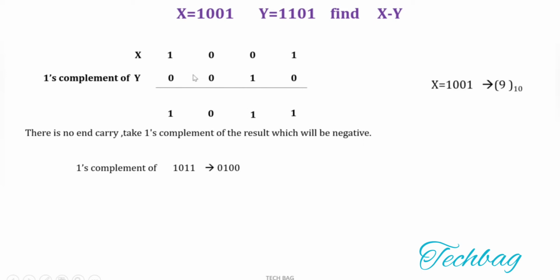Let us check the answer. Here X is 1001. The decimal equivalent is 9. 1101, the decimal equivalent is 13. If you are subtracting 13 from 9, that is 9 minus 13, it is minus 4. Here we get 0100. That means after taking the 1's complement of the result, we get 0100. This is 4. 100 means 4. And here the most significant bit is 0, which represents a positive number. We get this after taking the complement of the result. So definitely the answer is minus 4. So we got the correct answer.